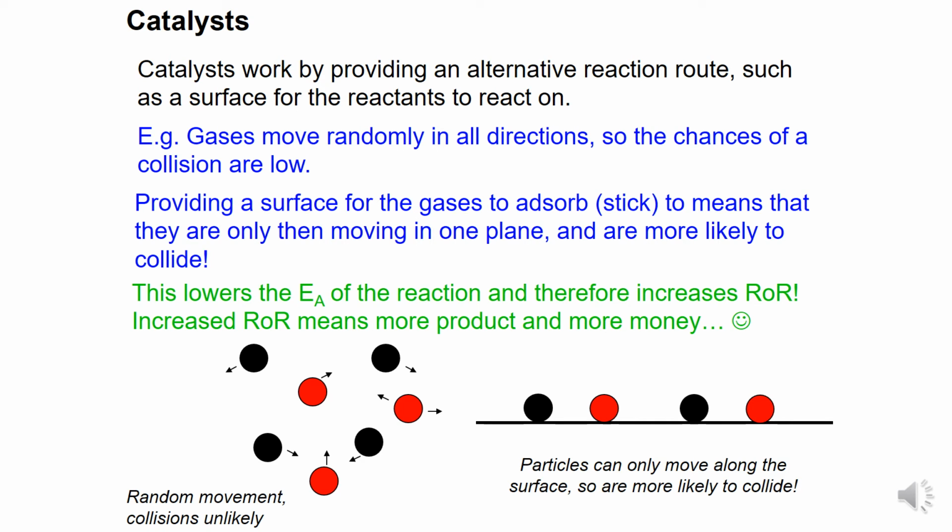Now what this does, this is a way of lowering the activation energy of the reaction, and this therefore increases rate of reaction. And as we said already, an increased rate of reaction means more product and more money. So catalysts are a very common thing to use in industry, in factories and stuff like that, to just increase rate of reaction.